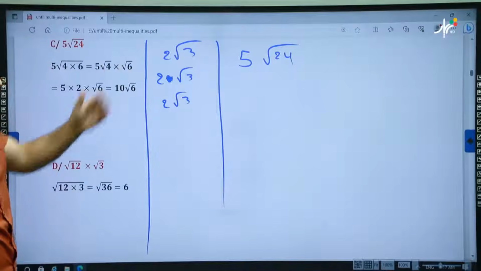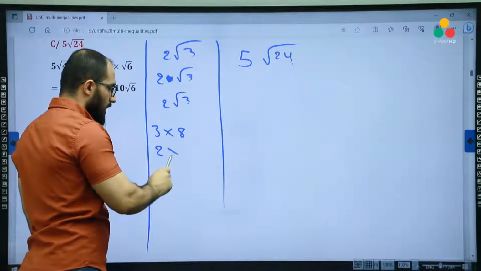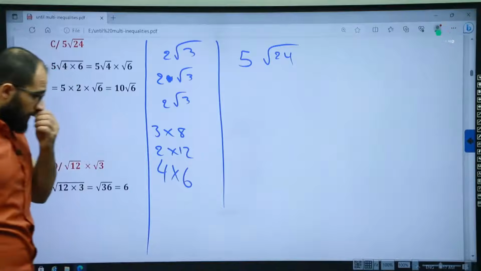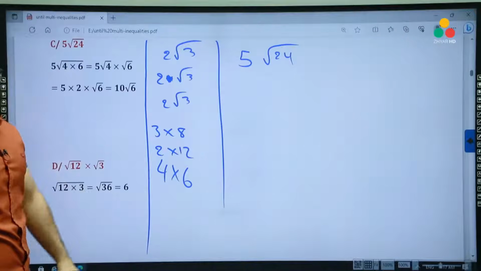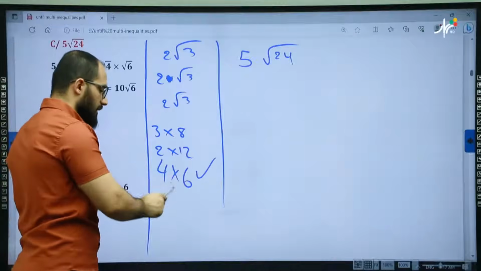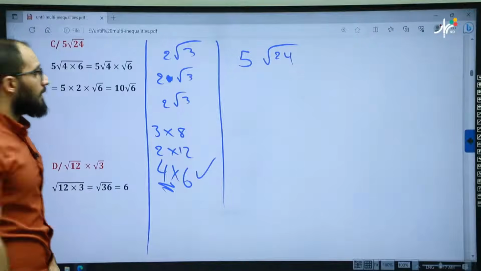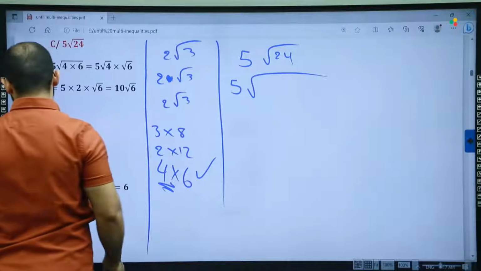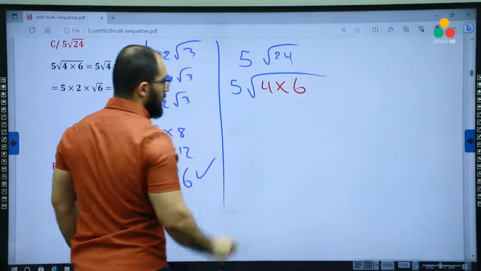Then for 24, we have 3 times 8, 2 times 12, 4 times 6. Okay, so which one do you choose? 3 times 8, 2 times 12, or 4 times 6? Of course, 4 times 6, because 4 has a square root. 4 is a perfect square.